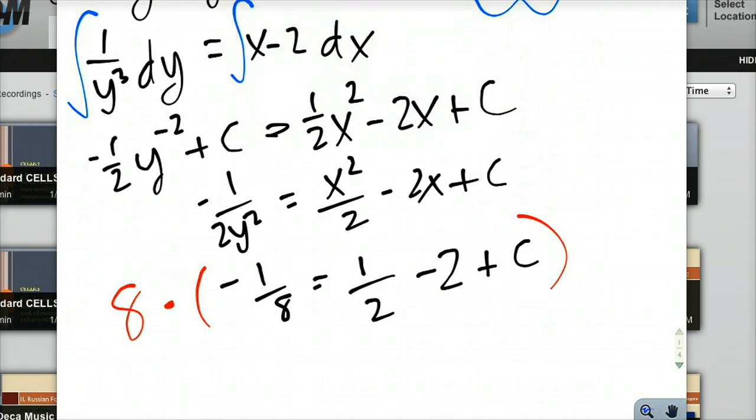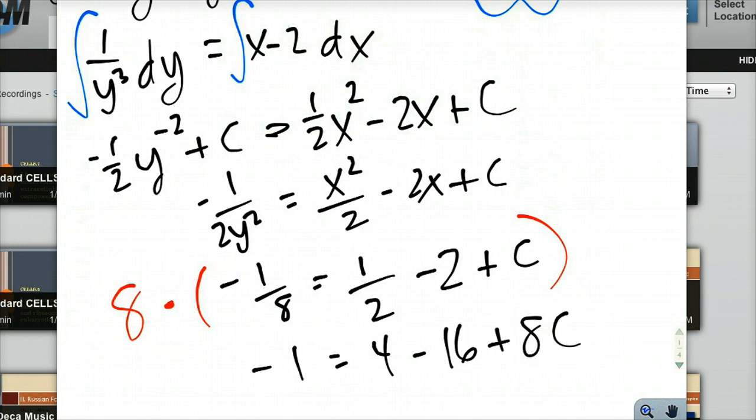If I multiply everything by 8, I get negative 1, I get 4, oops, negative 8, right? Multiply everything by 8, sorry. 4 minus 16 plus 8c.